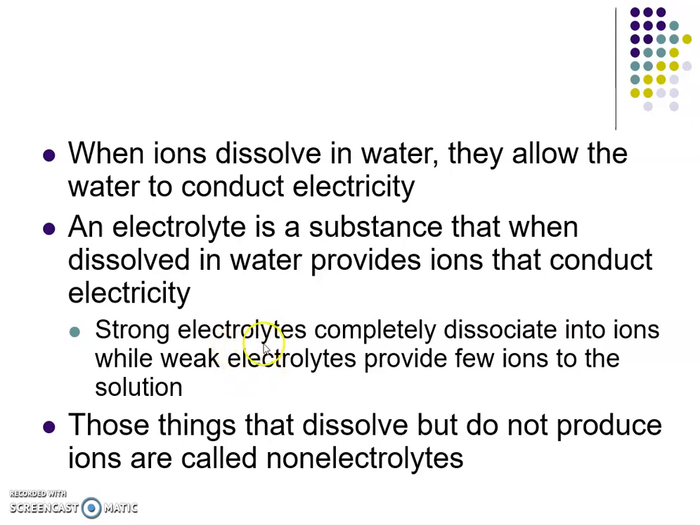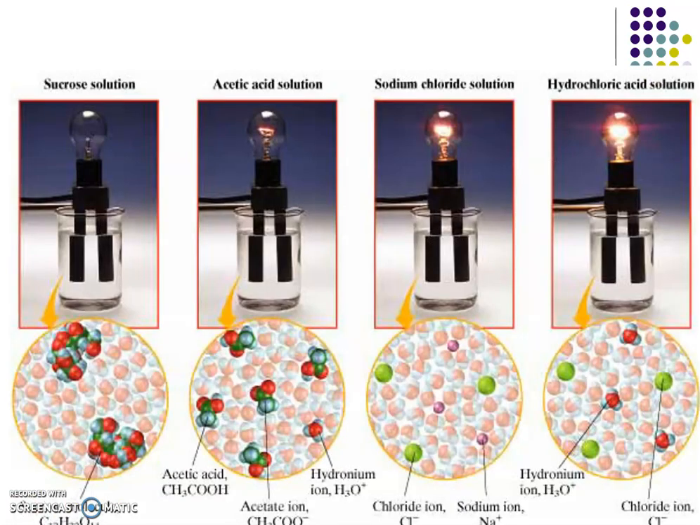Strong electrolytes completely separate into their ions. Weak ones only produce some ions. They don't completely break apart, but they do produce a few ions. Those things that dissolve but do not produce ions are simply called non-electrolytes. Let me give you a visual of what this might look like. Sugar is a non-electrolyte. It does dissolve, but it doesn't produce ions. It's a neutral molecule. So while it is a solution and homogeneous, it does not conduct electricity.